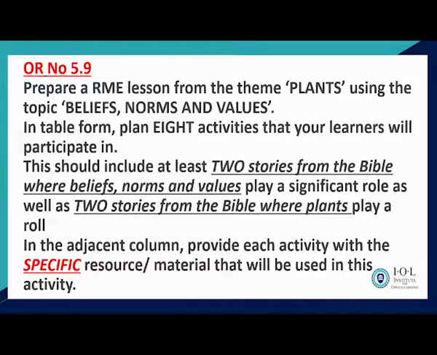So for this lesson you have 4 Bible stories, and as I ask for 8 activities, there should be 4 other activities, and the activities should be related to the theme plants and the topic beliefs, norms and values. In the adjacent column, you should also provide a specific resource or material that will be used in this activity.